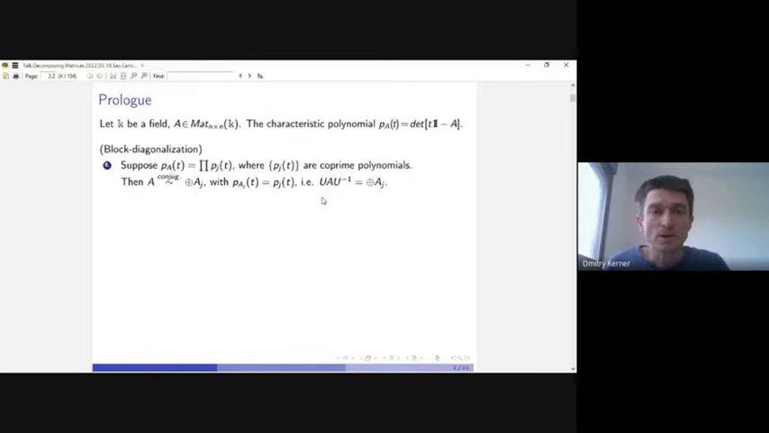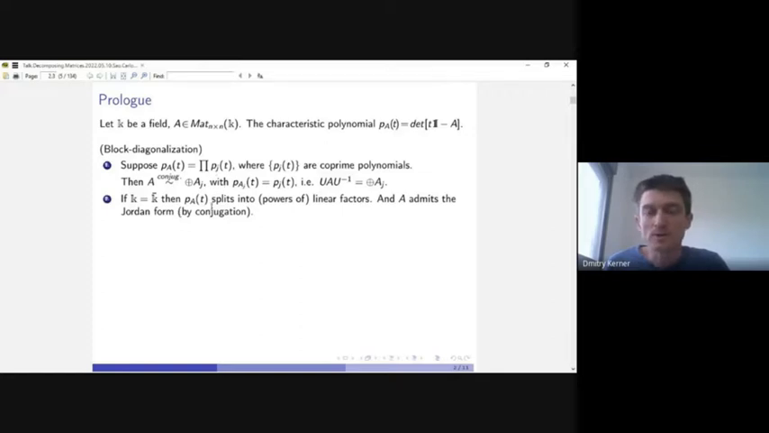Then we do the second step. If the field is algebraically closed, then this polynomial actually splits into linear factors, or maybe powers of linear factors. Yes, and then A admits the Jordan form. Once again, by conjugation, A goes to U times A times U minus 1. And this result is of key importance in linear algebra and in other branches of mathematics. Well, and this is the case of constant matrices. Yes, these are matrices of constants, so matrices over fields.